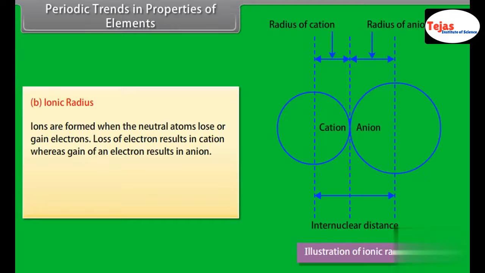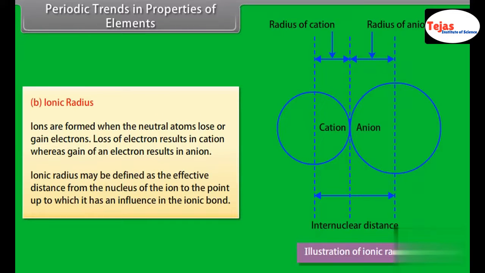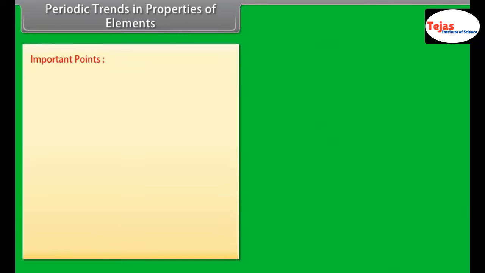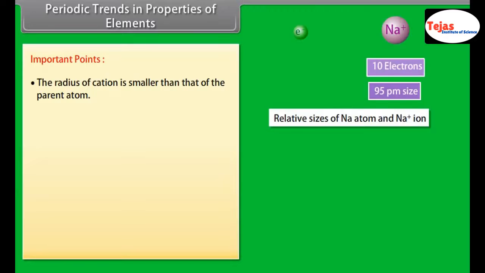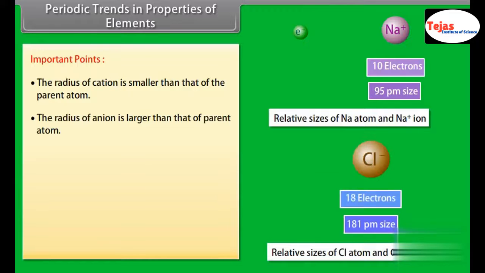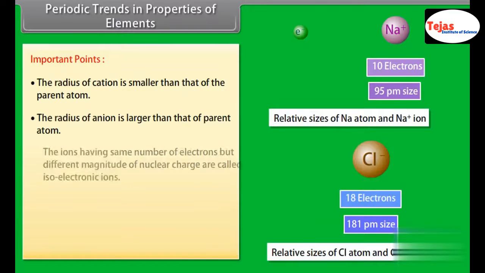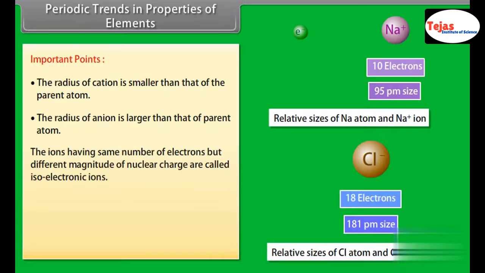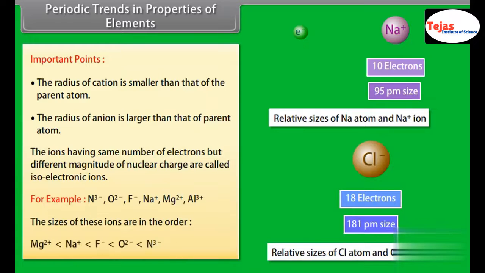Loss of electron results in cation, whereas gain of an electron results in anion. Ionic radius may be defined as the effective distance from the nucleus of the ion to the point up to which it has an influence in the ionic bond. Important points. The radius of cation is smaller than that of the parent atom. The radius of anion is larger than that of parent atom. The ions having same number of electrons but different magnitude of nuclear charge are called isoelectronic ions. For example, the size of these ions are in the order shown.